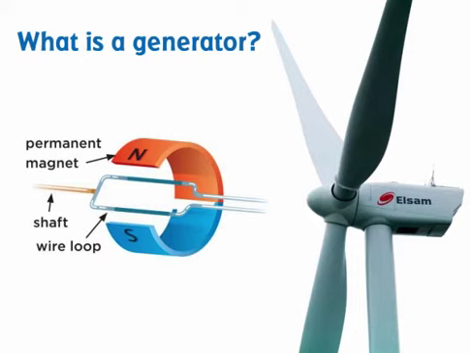The mechanical energy for a generator is provided by a turbine. A simple turbine looks like an electric fan. Steam, water, or air is used to turn the fan blades. What do you think makes these blades turn? Yes, wind turns the blades.